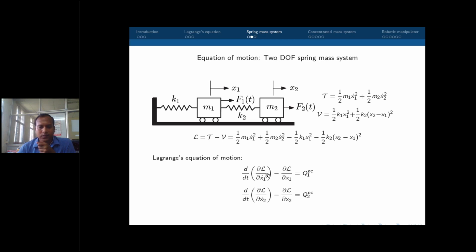There are two equations of motion. In the first equation, the first term is the derivative with respect to x1 dot, then its time derivative, and the second term is the derivative of the Lagrangian with respect to x1, and that equals Q1nc. Q1nc is the generalized force relevant to the non-potential force, or the virtual work related to this F1 force. Okay, in the next slide, we'll be giving you this.